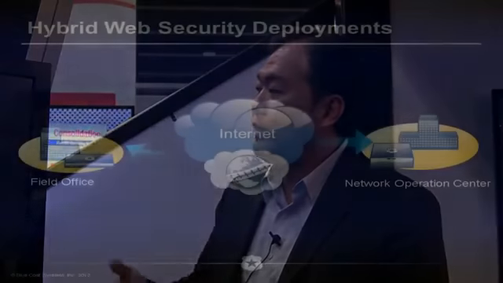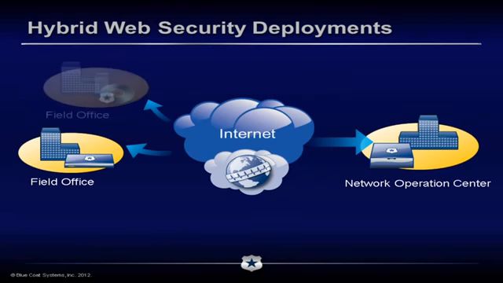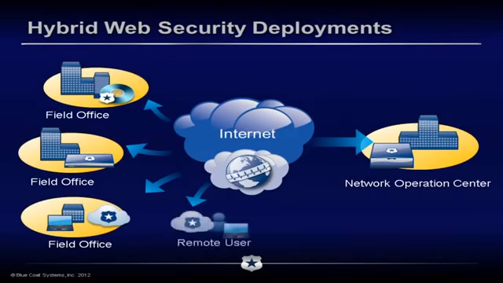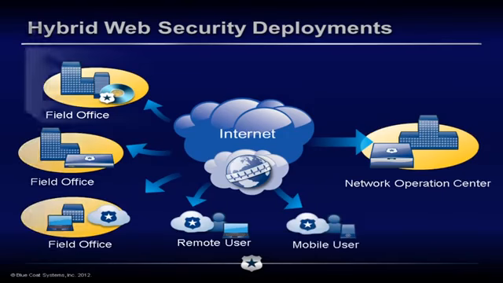If you look at a typical hybrid web security deployment today, what you'll notice is a ProxySG or a traditional appliance located at the network operations center, followed by a similar appliance at the field office. What you'll notice is that with the release of virtual appliances, you can actually deploy virtual appliances with the same capability at other field offices, and then also secure other offices with cloud solutions. Now, of course, as you go toward remote users and mobile users, they can connect to the cloud and be secured through cloud security solutions.